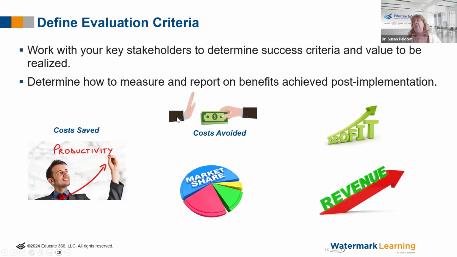And then defining the evaluation criteria. Why are we doing this? What is the value? Are we saving cost? Are we avoiding cost? Are we increasing revenue, profit, happier customers, better employee morale? Bigger market share? What are we doing this for? And how are we going to measure that? How do we know if we saved any money? How do we know if we've increased revenue? How do we know if we have happier customers? Got to measure, or you won't know.